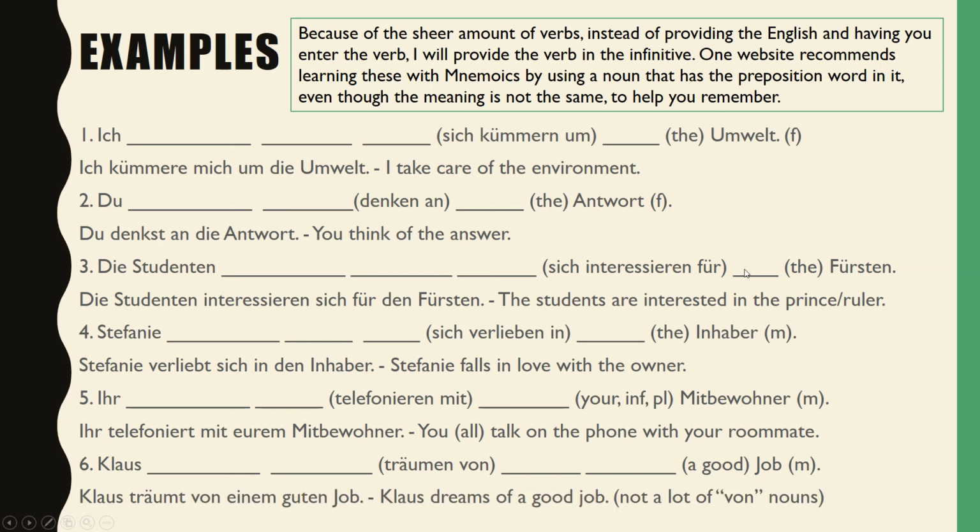Klaus träumt von einem guten Job. Klaus dreams of a good job. There are not any nouns that I can see easily that start with von. That's why I did not repeat the word von by having a noun that had it in there. But you may dream about a good job, so it's still a good answer.